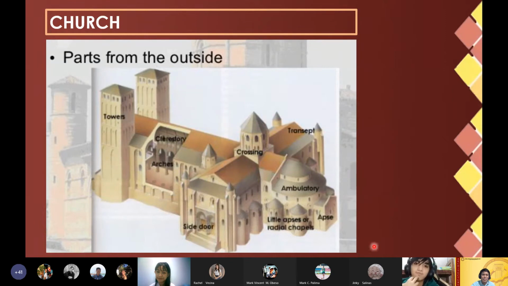Okay. So to continue, in this slide, we can see here the parts of the church viewed from the outside. So what is its form? No? So notice here at the crossing, it is no longer a dome, but it is called a pyramidal structure right here on top of the crossing. But it also has drums right here. So the transept, and then the side doors. And then here we have the ambulatory. And if you can see this little apse, what is its form? It is semi-circular right here.